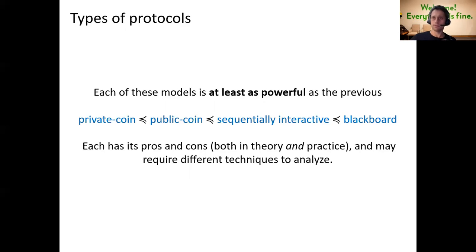Private coin SMP. So the first 2 are non-interactive. Private coin and public coin are non-interactive, SMP. Then sequentially interactive, and then blackboard. And each of these models is at least as powerful as the previous.